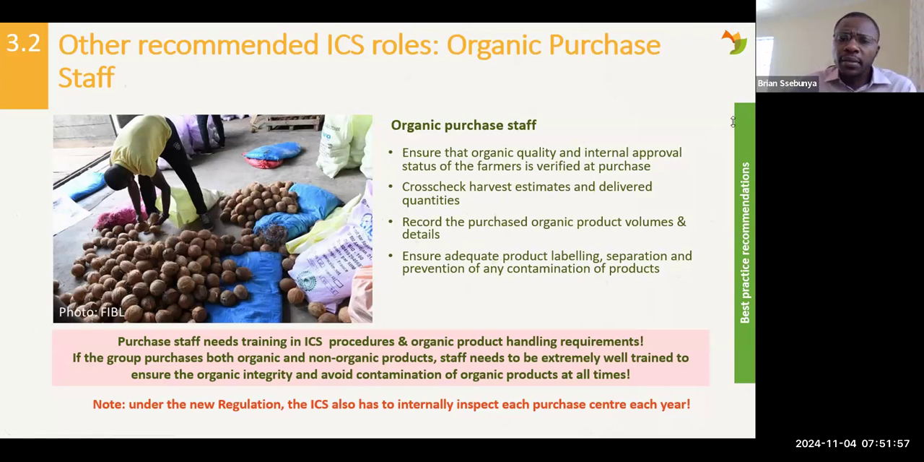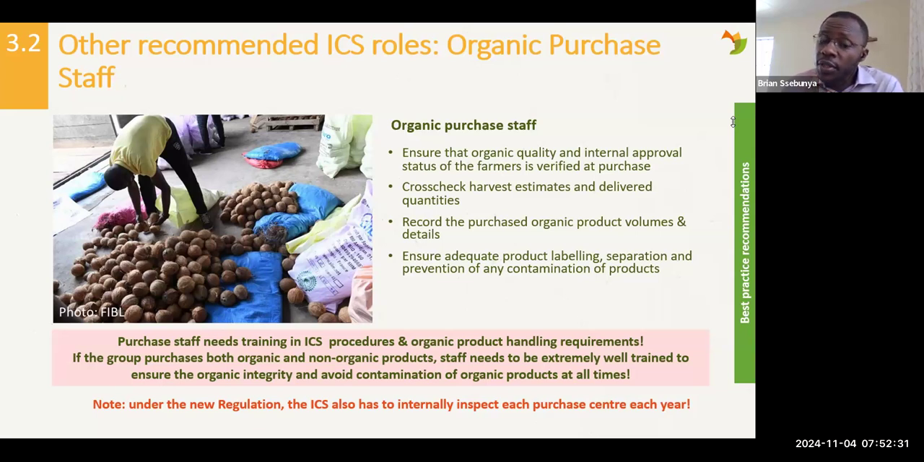And of course, there are other members in the ICS, the purchase staff. We are not saying it's only the ICS manager, the inspectors, and field officers. There are also other people, the purchase team, whose role is also very important because, as we saw, when it comes to requirements around traceability, around separation, around making sure that our products are not contaminated, they also play a very important role. That's why we are saying the purchase team also needs training.